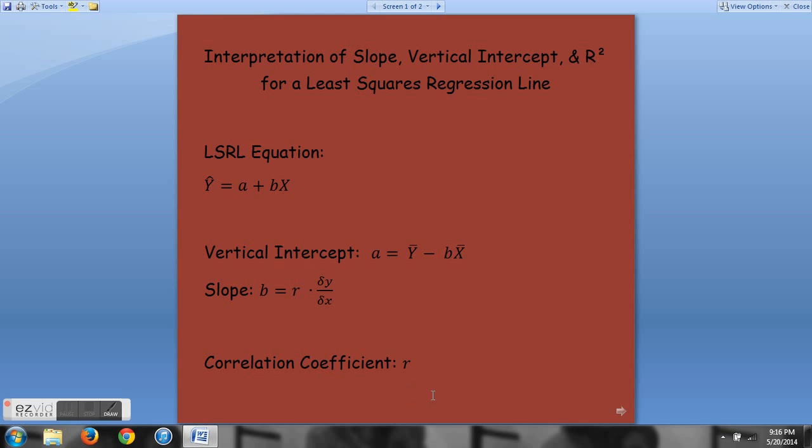Hi, statistics students. The purpose of this lesson today is to talk about the interpretation of slope, vertical intercept, and r squared for a least squares regression line.